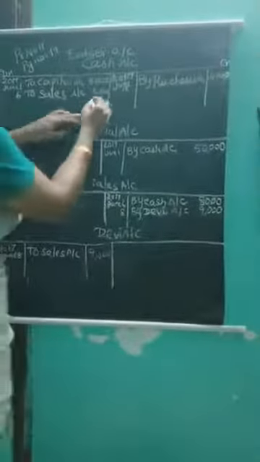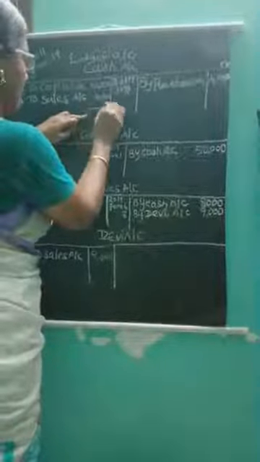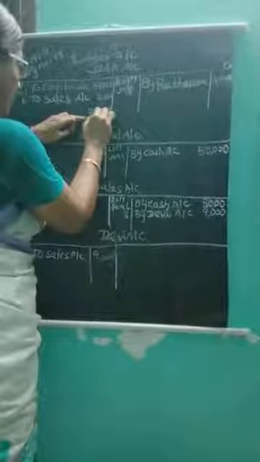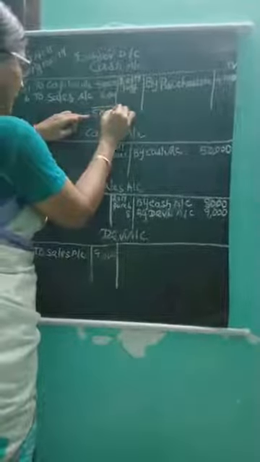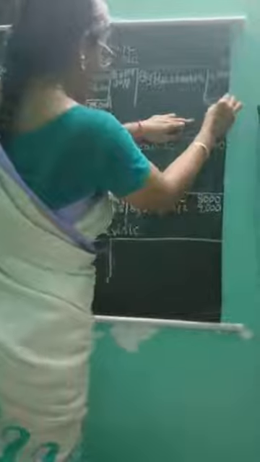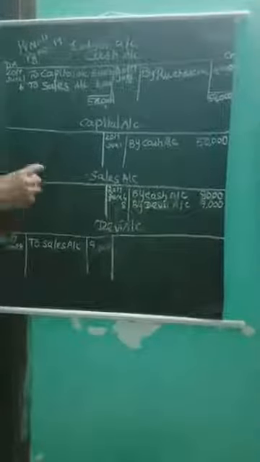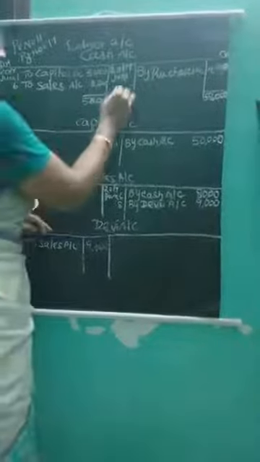Now let us balance the account. What is the balance? Here 58,000. Here also you can write 58,000. Now you can balance. What will be the amount?